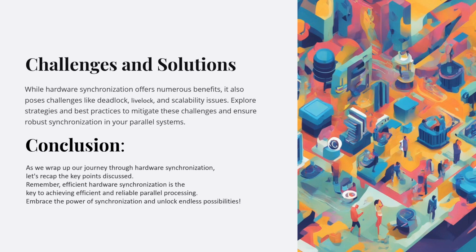The solution for lock overhead is to minimize lock usage wherever possible. Consider alternative synchronization mechanisms such as reader-writer locks or optimistic concurrency control methods like transactional memory to reduce lock overhead. And the solution for atomic operations is using atomic operations judiciously. Choose the appropriate atomic instruction, for example compare and swap, based on the specific requirements of the synchronization task. Consider lock-free or wait-free algorithms for scenarios where atomic operations become a bottleneck.